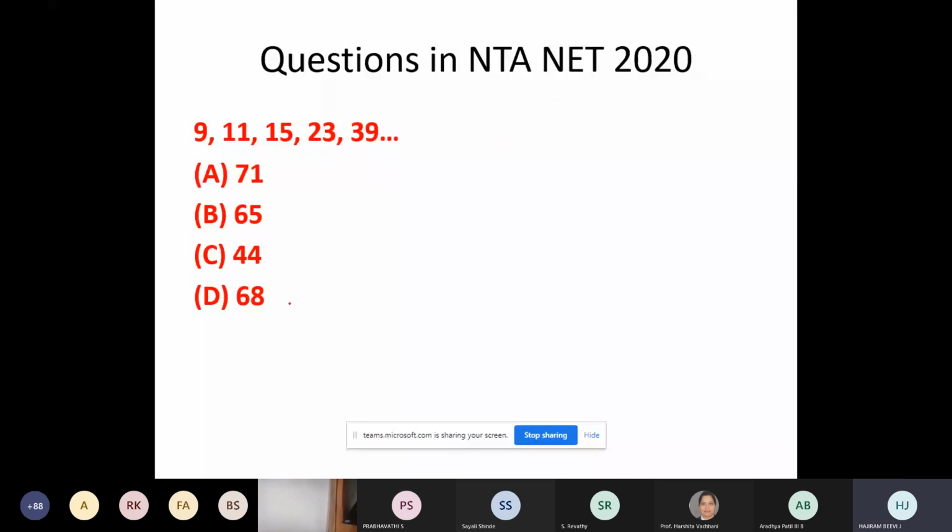So these questions were asked in previous sessions in the NET exams: 9, 11, 15, 23 and 39. So what will be the next element in the series? Options are 71, 65, 44, 68.